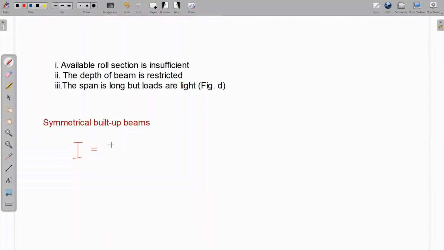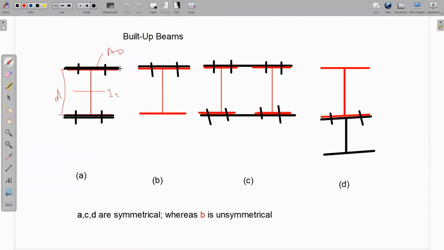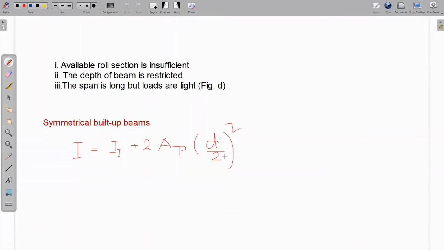If that is I, then I can write the moment of area approximately as IR plus, there are two plates, one at the top and another at the bottom, area AP into, if the total depth of this I section is D, then D by 2 squared. It is just an approximate equation I have written. Actually it should be D plus T by 2. Why T? Because if the thickness of this plate is T, then the CG of this plate is at T by 2. But approximately, assuming that T is very small with respect to D, I can write it as D by 2.